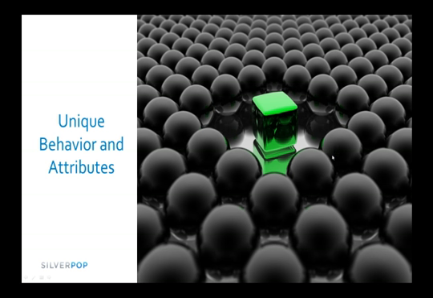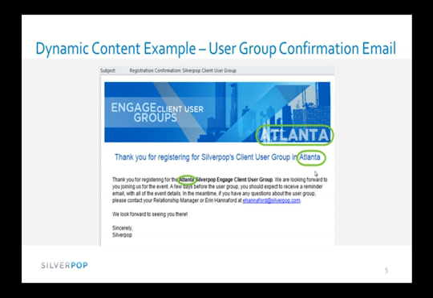And you do this by looking at unique behavior and attributes of all of your contacts. So you want to tailor each email based on the unique behavior of that contact and make sure that you're hitting that sweet spot and getting that relevant information out to each and every contact in your database. And I'll walk you through how to do that with dynamic content. So before we go on, let me talk real quick about an example.